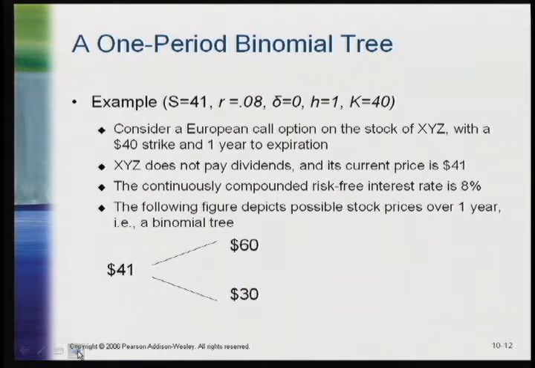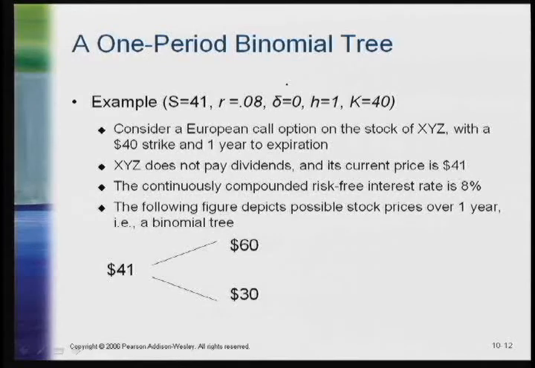So let's do an example of this. I'll introduce some notation now that we'll see more and more as we move through this module. So we have an initial stock price of S. We're going to assume a risk-free rate of 8%, a dividend rate of 0. H represents the length of the binomial period, so here it's 1 year, and we have a strike price of K.